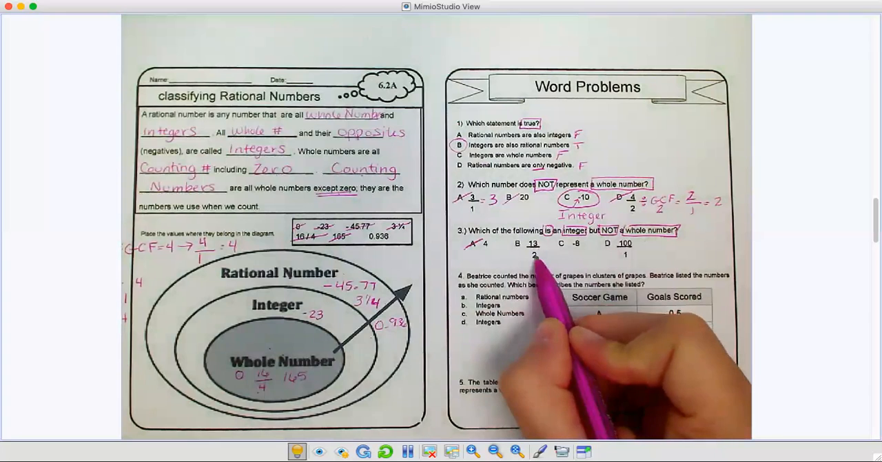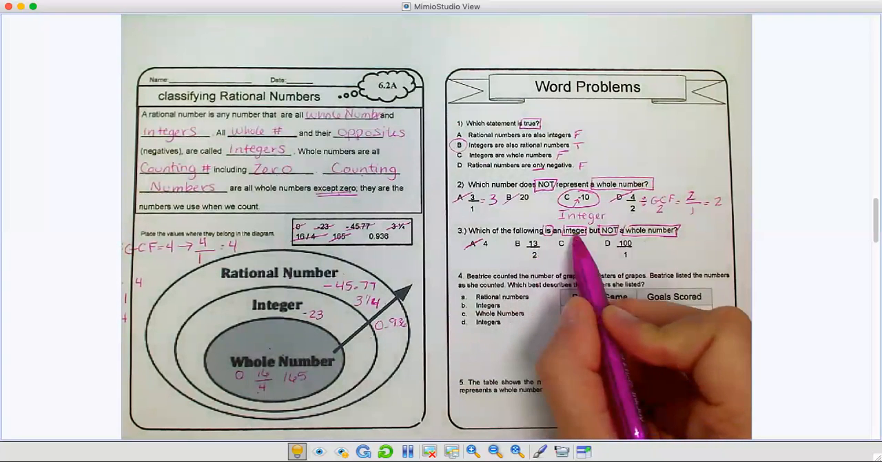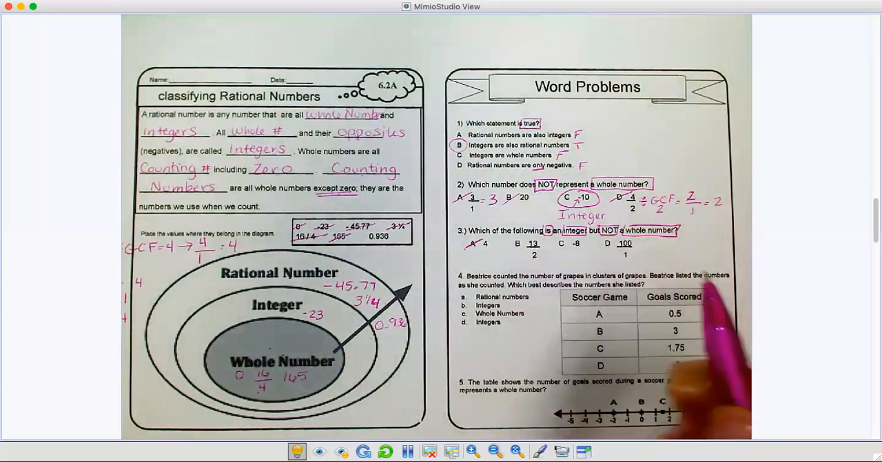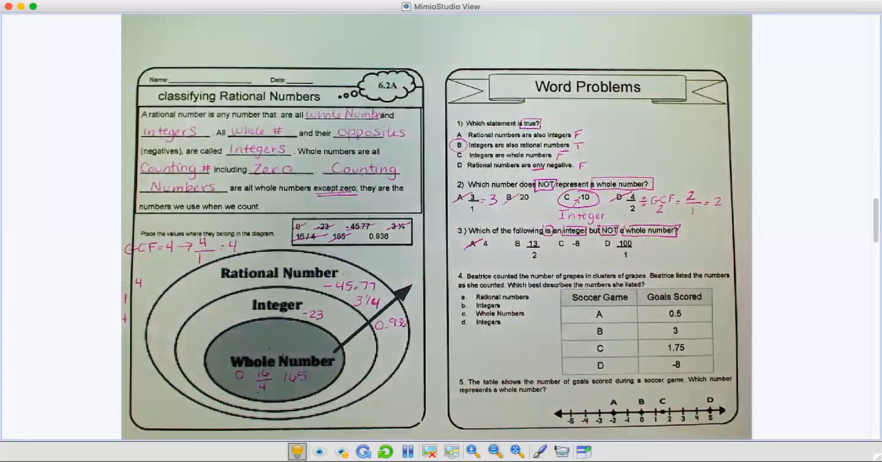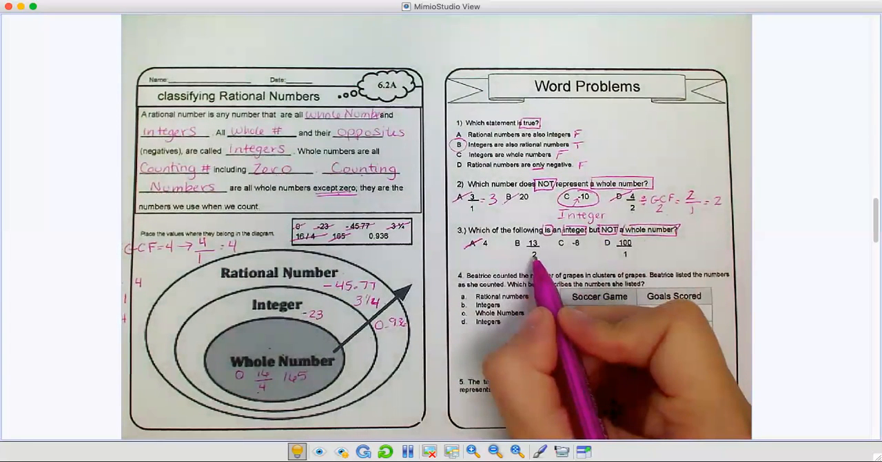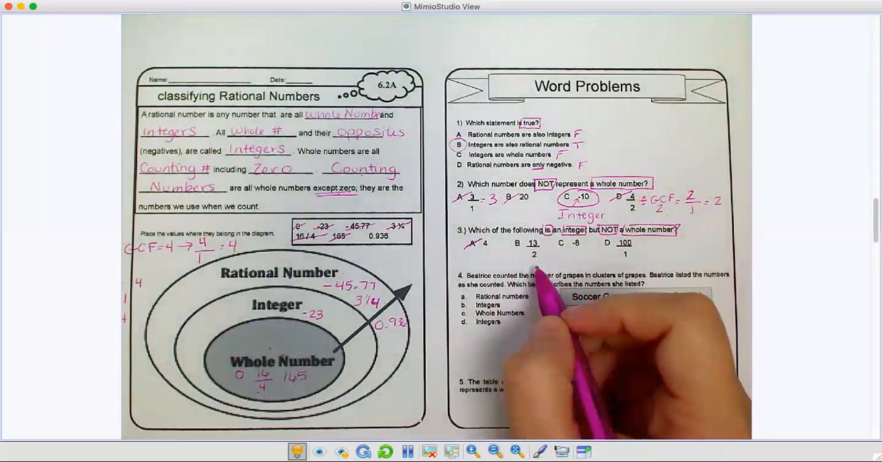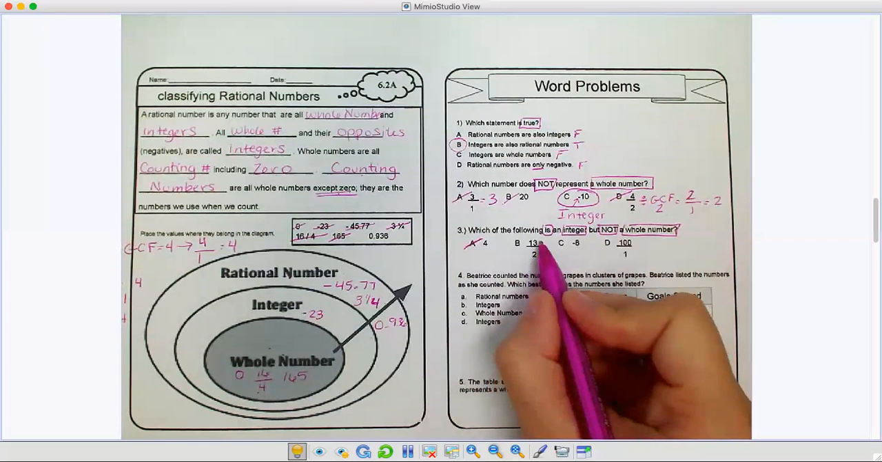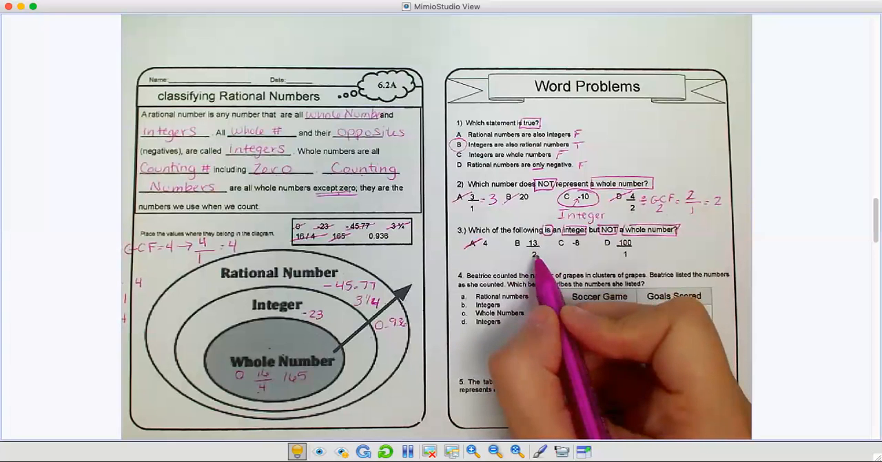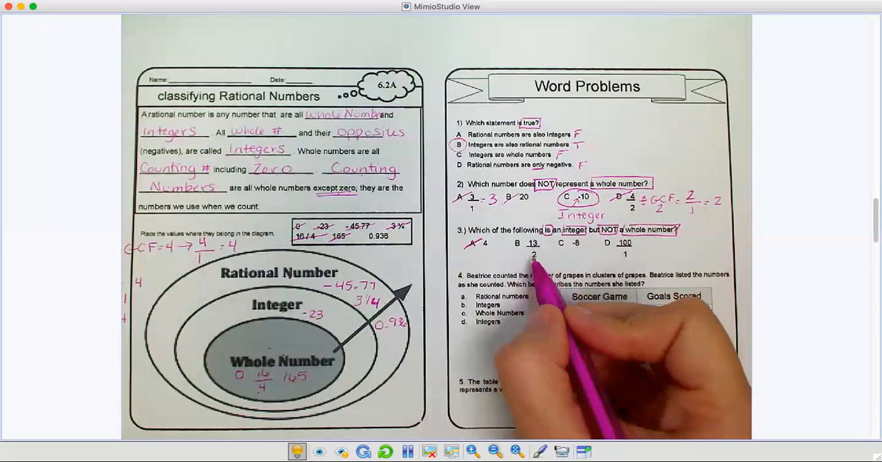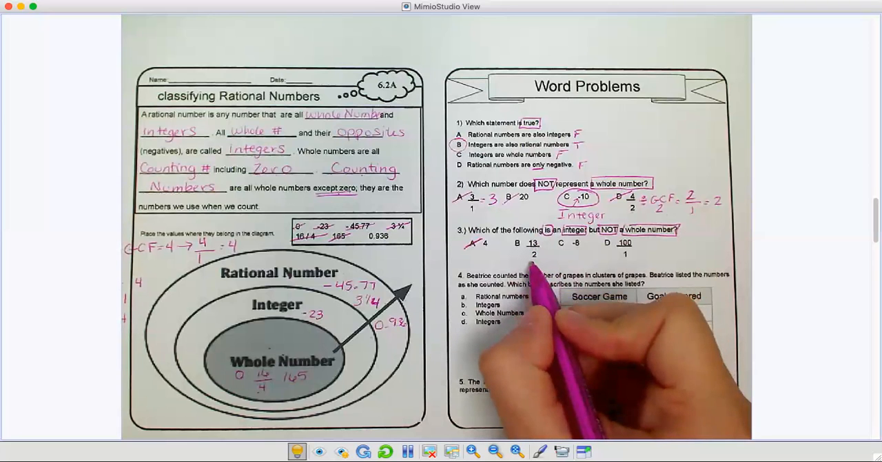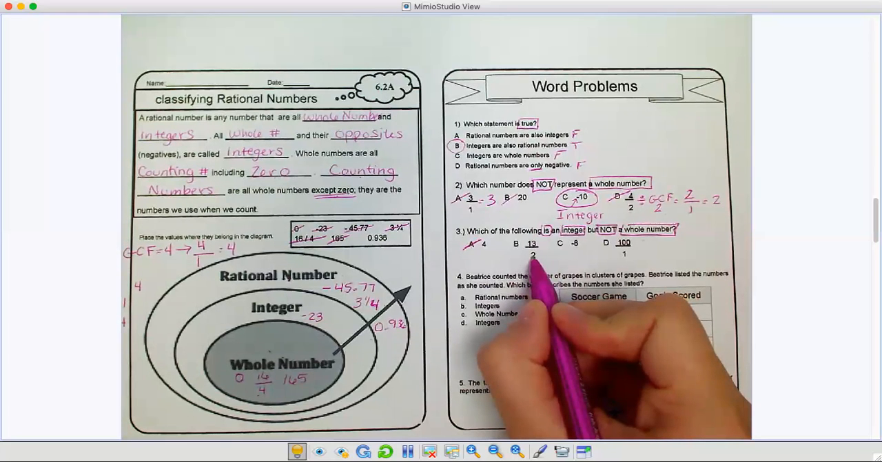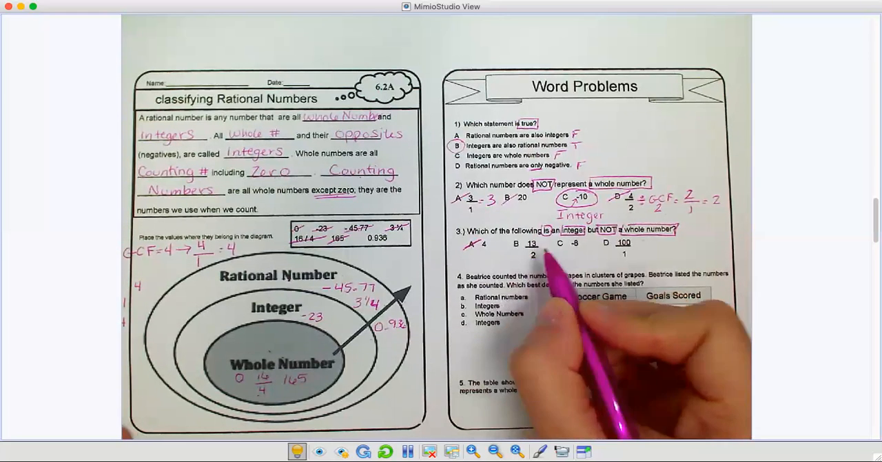13/2, fractions. We know that fractions are not integers or whole numbers. However, we must check a fraction. 13 and 2 do not have anything in common. So it actually stays a fraction. And that is because 13 is prime and so is 2. Okay. 13 and 2 have nothing in common, so it stays 13/2. This is a fraction, so it's not an integer, and it's not a whole number. So we need to move on.